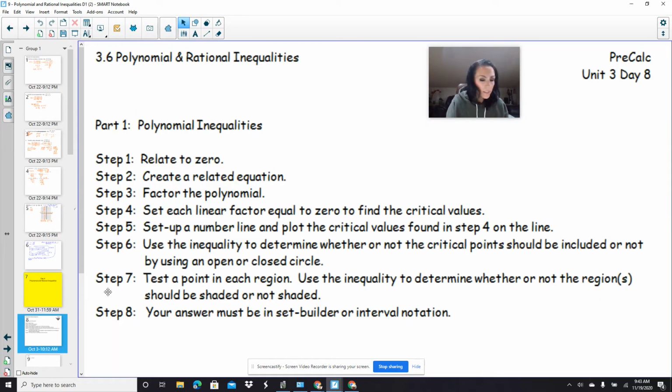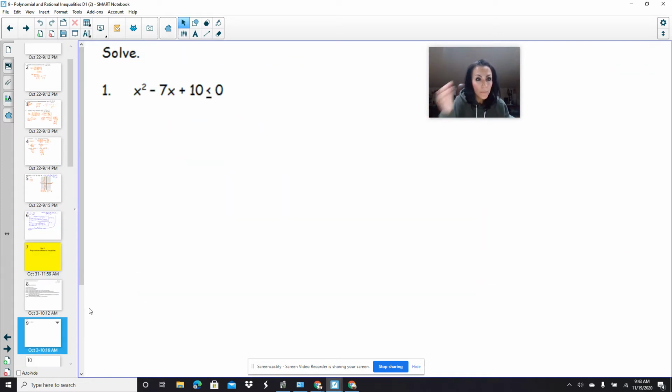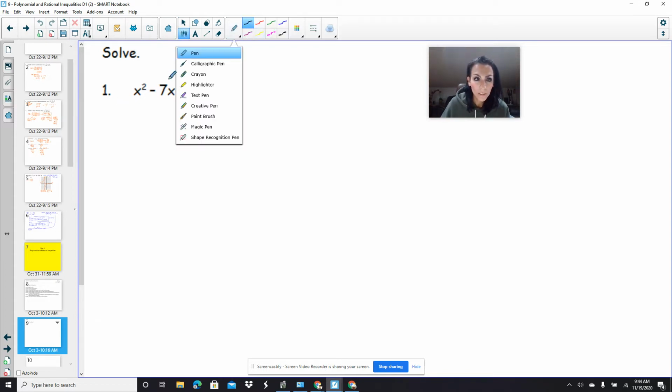We have at the top of your notes the 8 steps to working with polynomial inequalities. Instead of just reading through these 8 steps right now, I'll talk you through an example. So let's just go right to this example. Step 1 says to relate your inequality to 0. Step 1's already done here. This is what it means to relate to 0. It means 0 is on one side. All right, so step 1 is done.